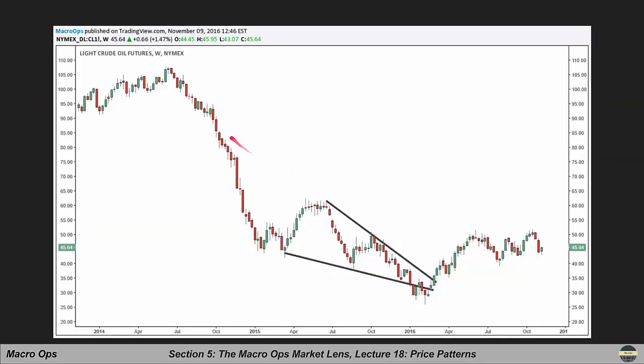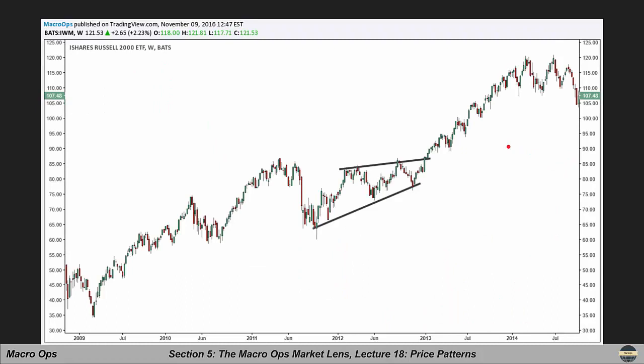So here's a nice one off of crude oil futures. We see a nice compression in range all the way down. This got a little dirty right here on the lows, but the break to the upside did basically put in the lows for the downtrend. And here's another one in iShares Russell, except this is sloping to the upside.